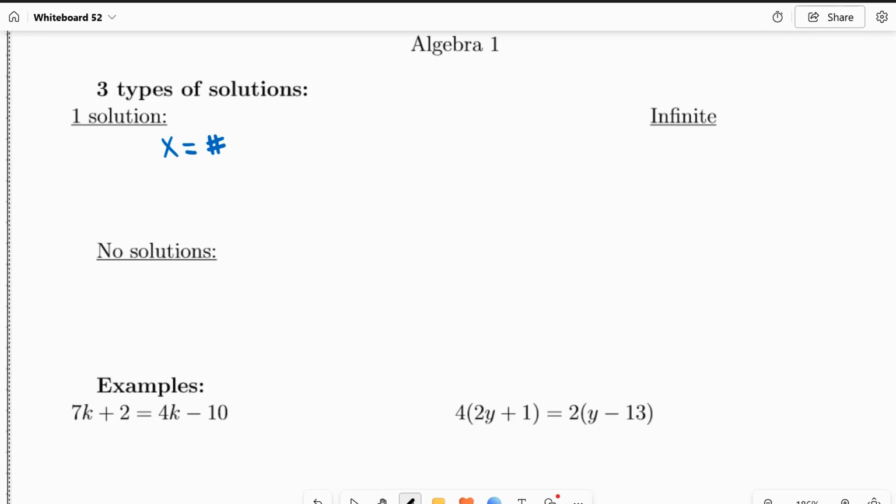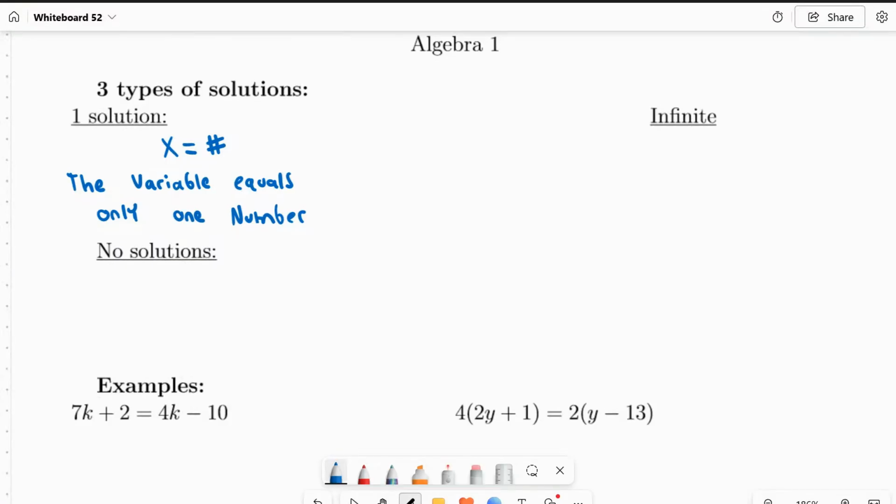That is when the variable equals only one number. For our cases, that is still going to be the most common type of solution.